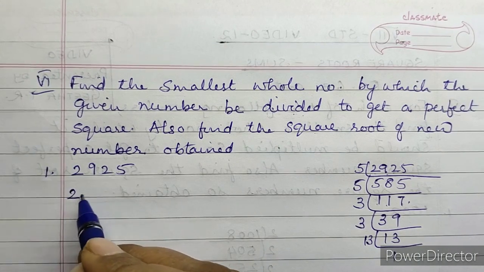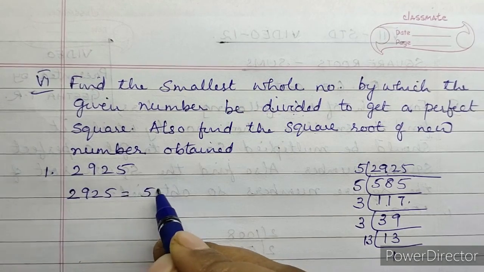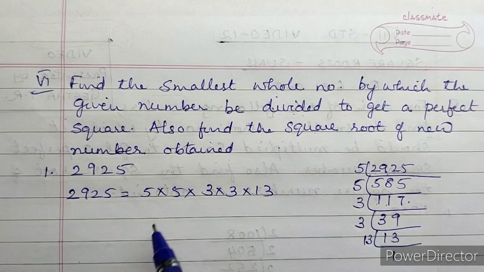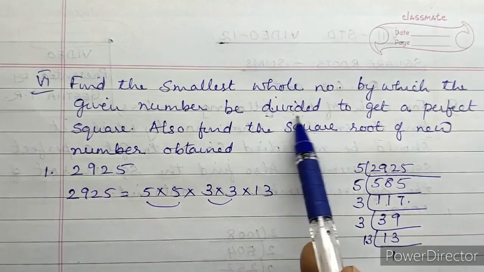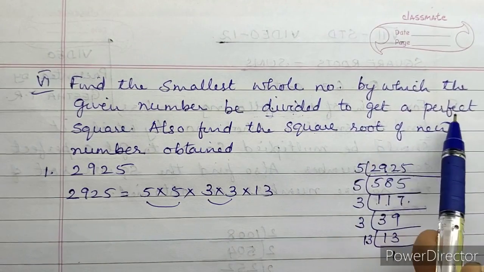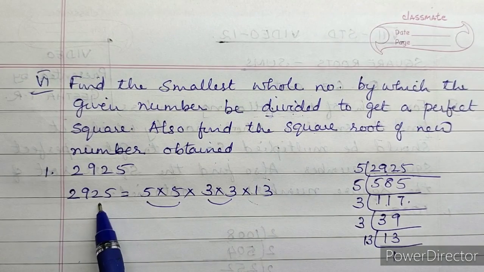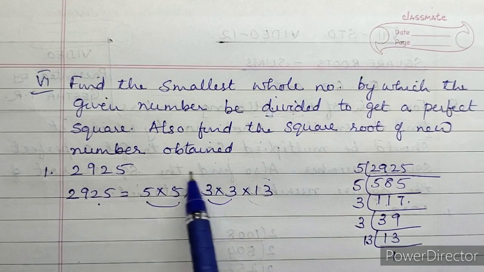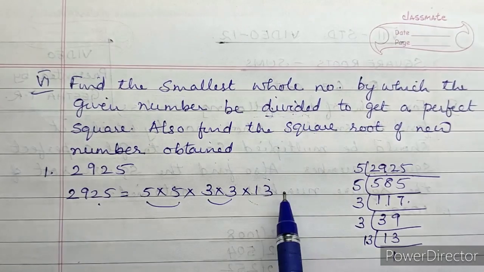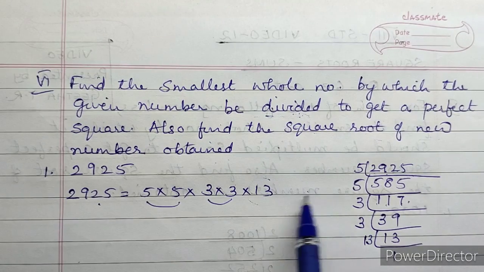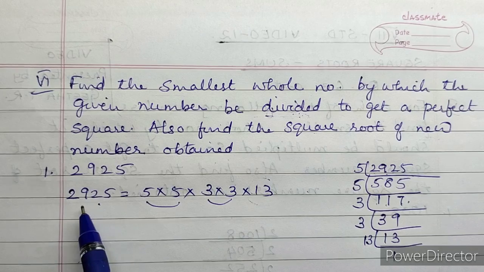So you can write 2925 equals 5 into 5 into 3 into 3 into 13. See, pair you just do, 13 is extra. So since the question is the number divided by which number to get a perfect square number, this is the extra number. So by 13, if this number is divided, then you get a perfect square number. So multiplication, if it comes, means one more 13 you have to multiply. Division, if they are asking, means you have to eliminate this 13. That means you have to divide this 2925 by 13.